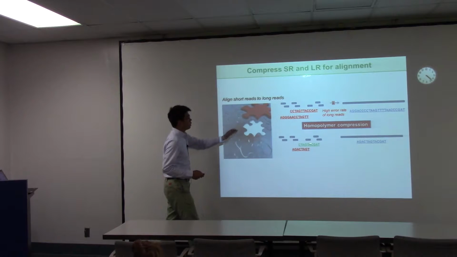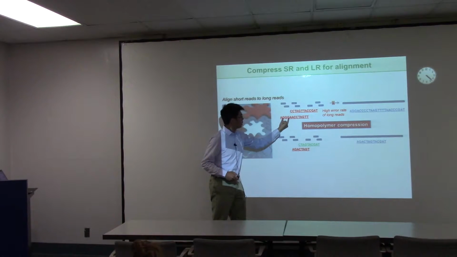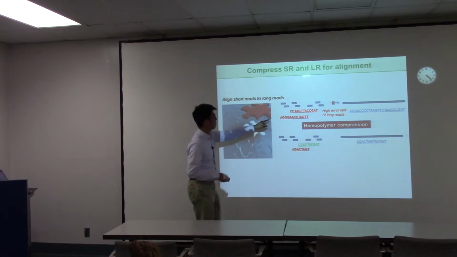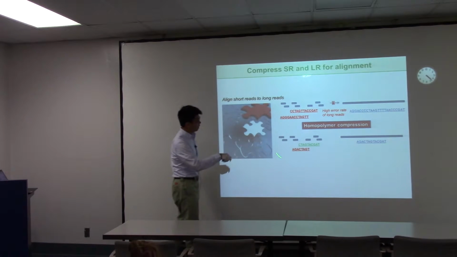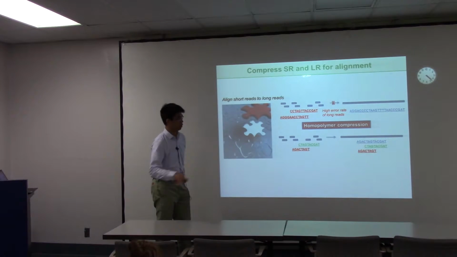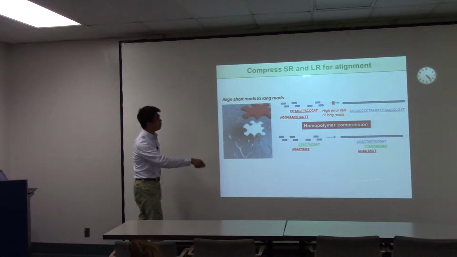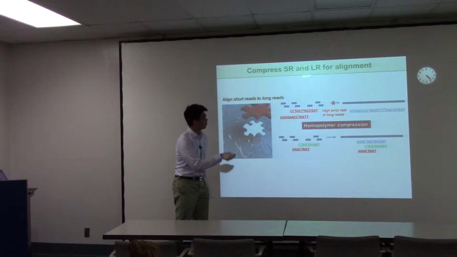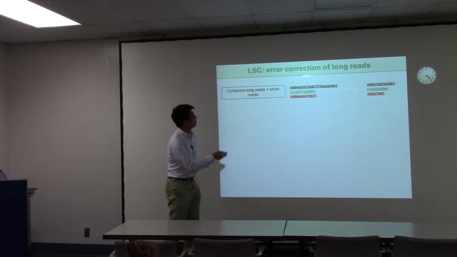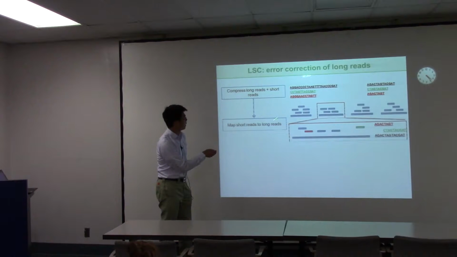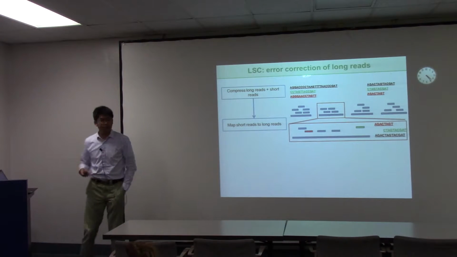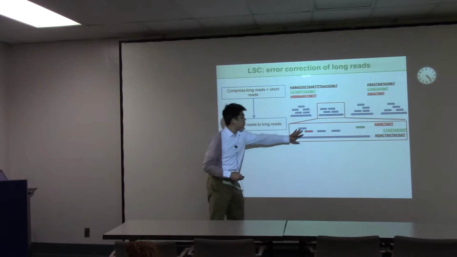That means you do not consider any mismatch between them. In this example, we compress this G to a single G, this 2 G's to a single G, and we do not have this mismatch anymore. And we can align the compressed short reads to the compressed long reads with high sensitivity and a very short running time. It is actually very simple. We do the compression first and then apply any short read aligner, for example Bowtie or BWA, then you can align all the short reads to the long reads, and this is the result you have.